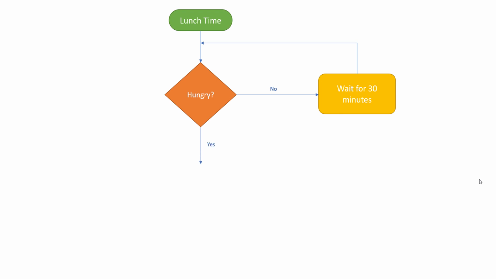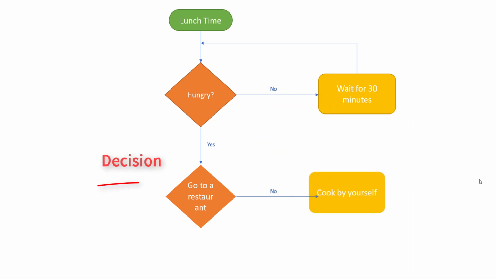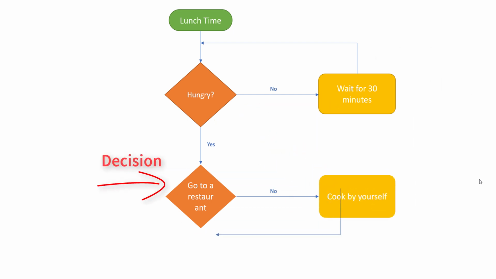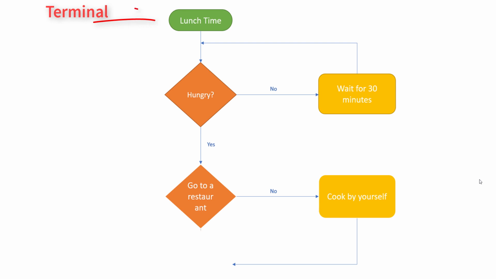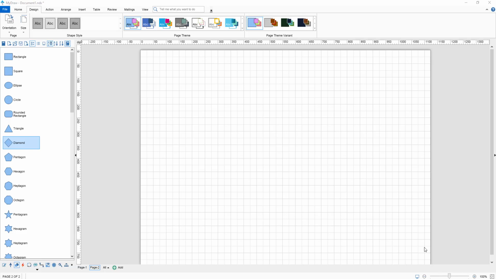Flowcharts use different building blocks, including a processing step, usually called an activity, which is presented as a rectangular box, a decision, shaped like a diamond, a terminal, the start and the end, represented by an oval, and the flow line, directional arrowheads, which show the order of process operations. Let's display the grid and make our flowchart.